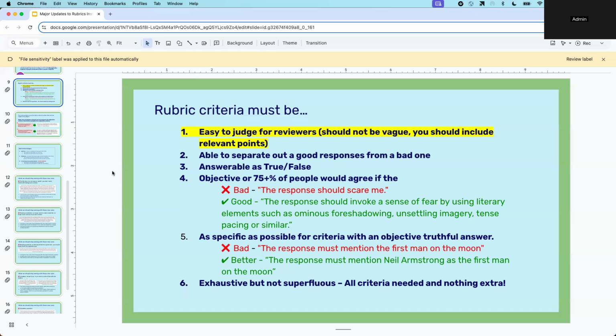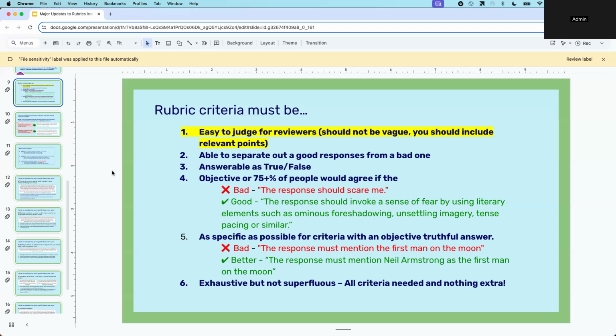Number three, the criteria should ideally be able to be answered as true or false. You know, some criteria maybe seem to be more objective versus others, like, was this specific factuality question answered accurately? Some things might be a little bit more objective to start, but as best as possible, the criteria should be phrased in a way that a reviewer can look at it and be able to answer true or false, like this response meets this criteria or it does not.